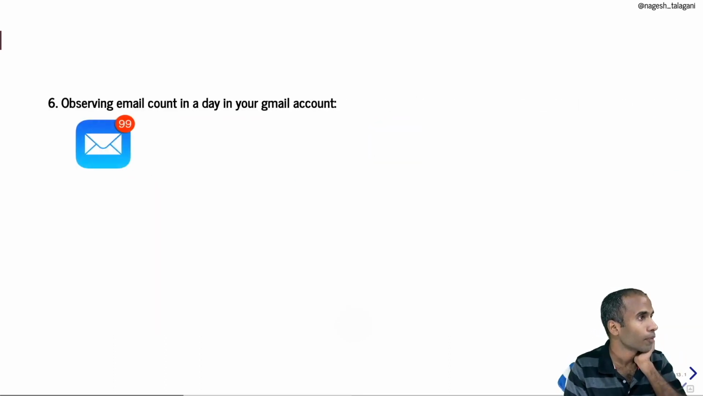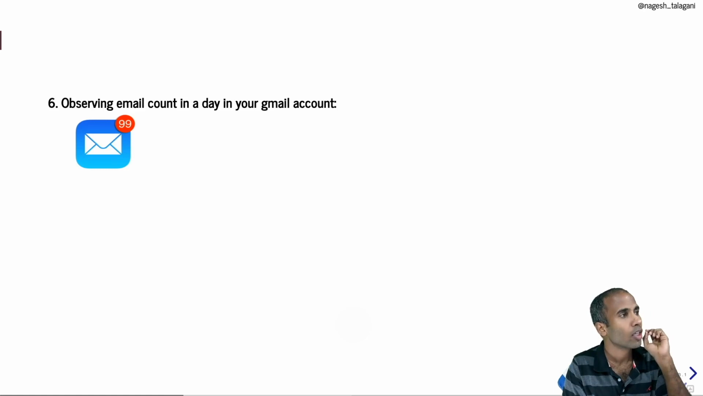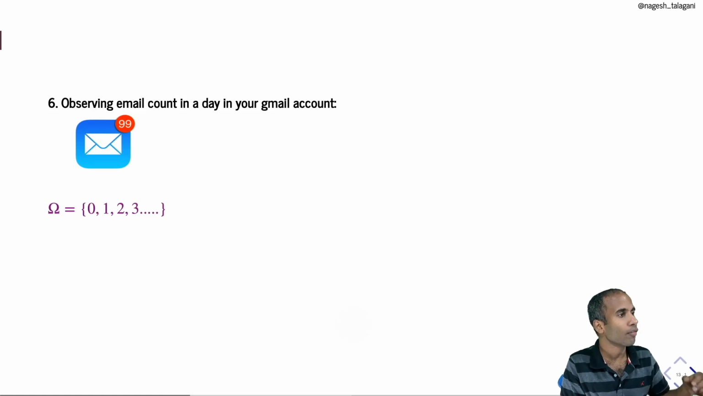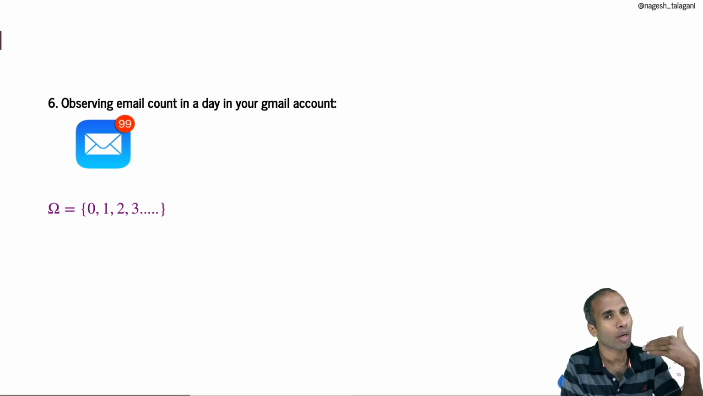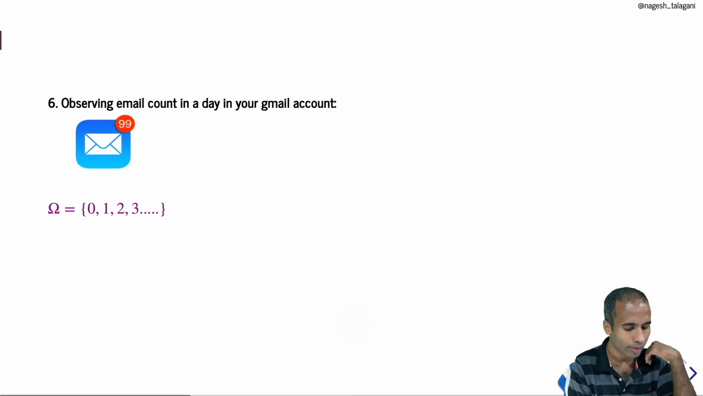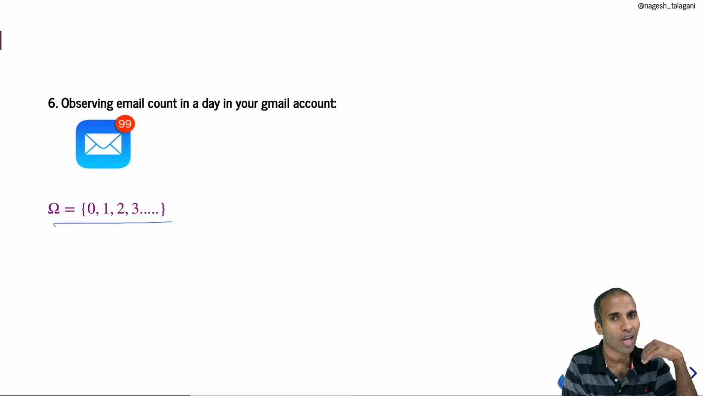Next random experiment, observing email count in a day in your Gmail account. You are observing the number of emails you are getting. So the outcome could be anything from 0, 1, 2, 3, so on. There is no upper bound, so you may get any number of emails in a day. So the sample space consists of all numbers 0, 1, 2, so on.